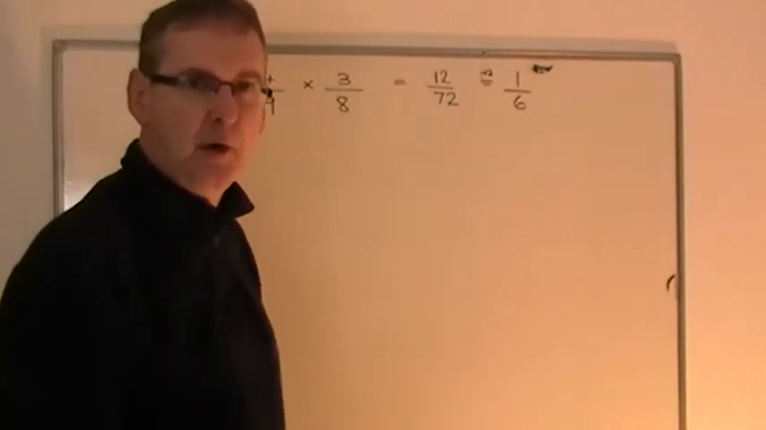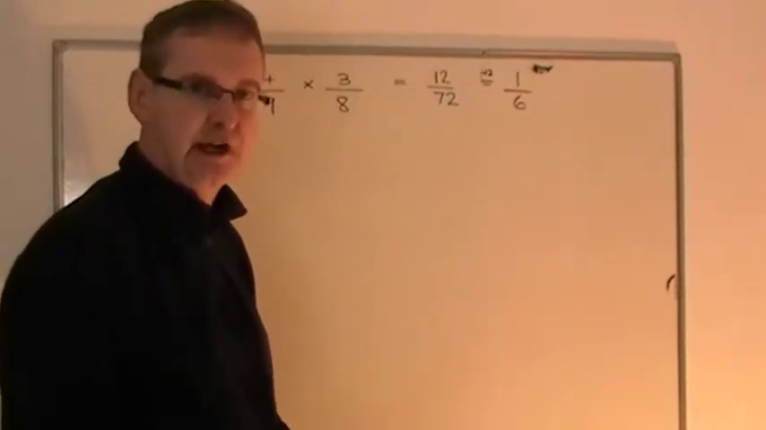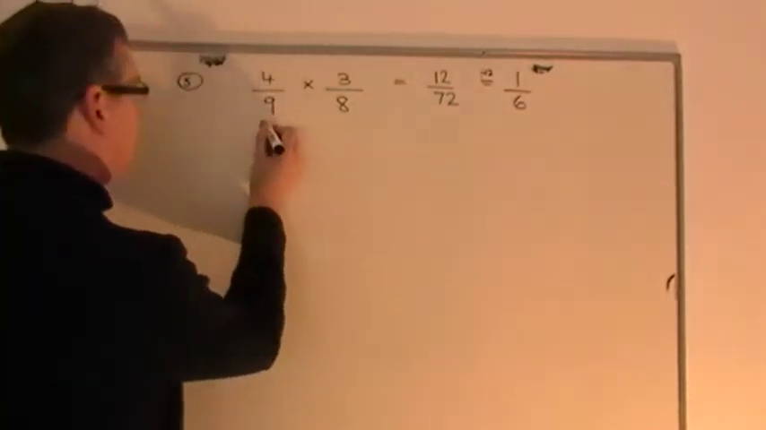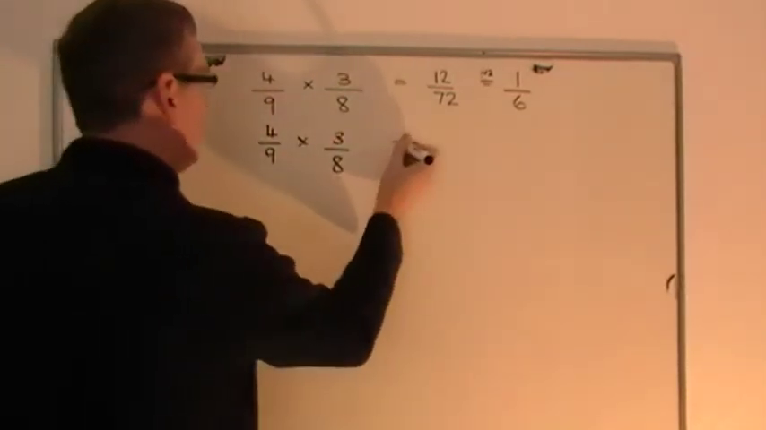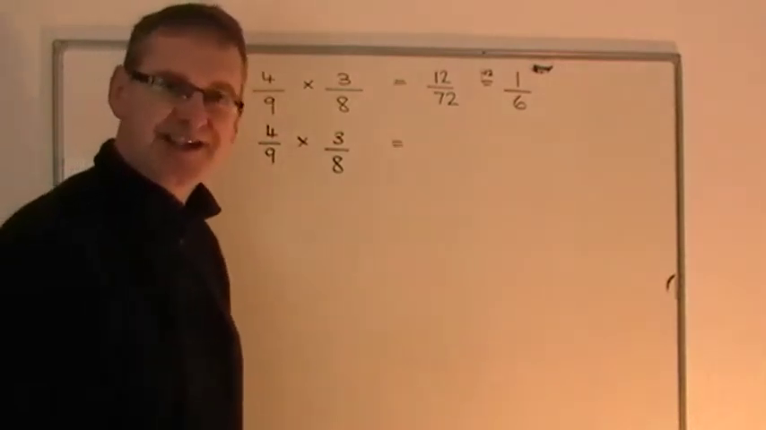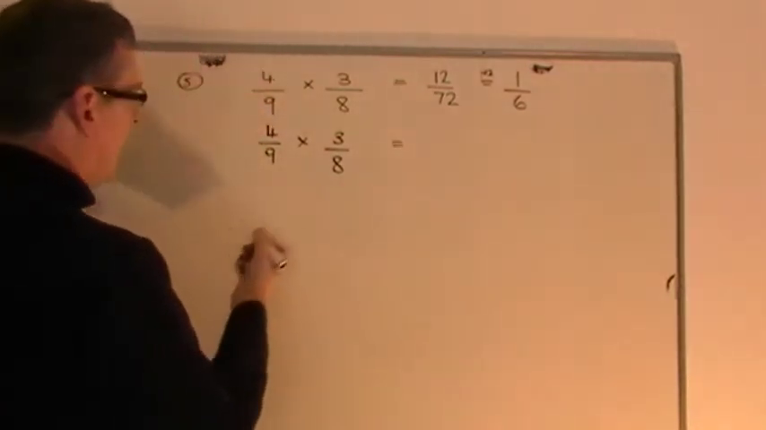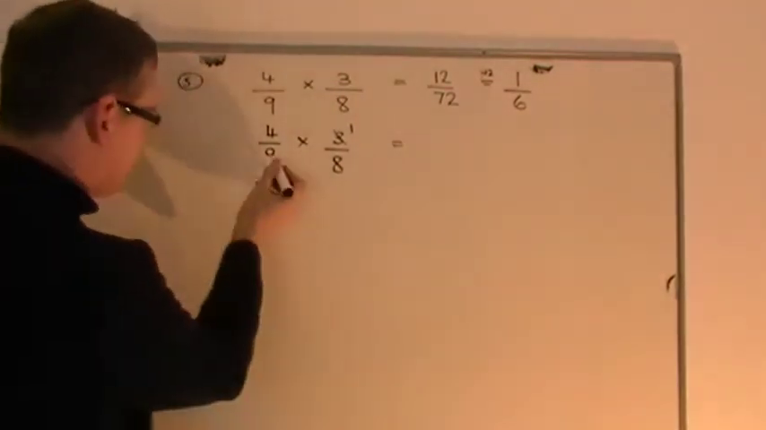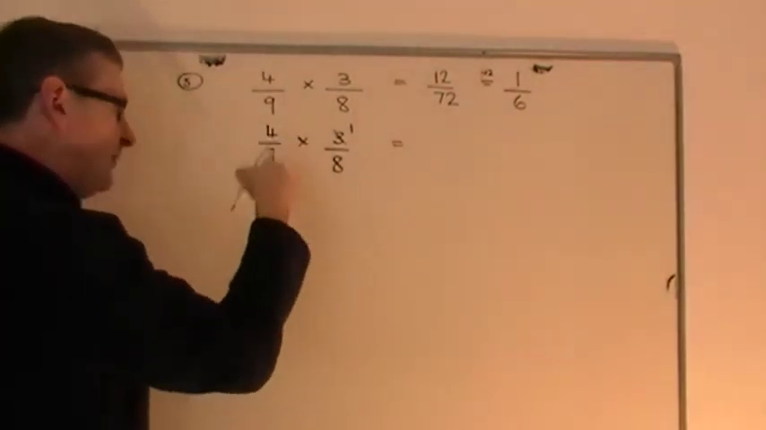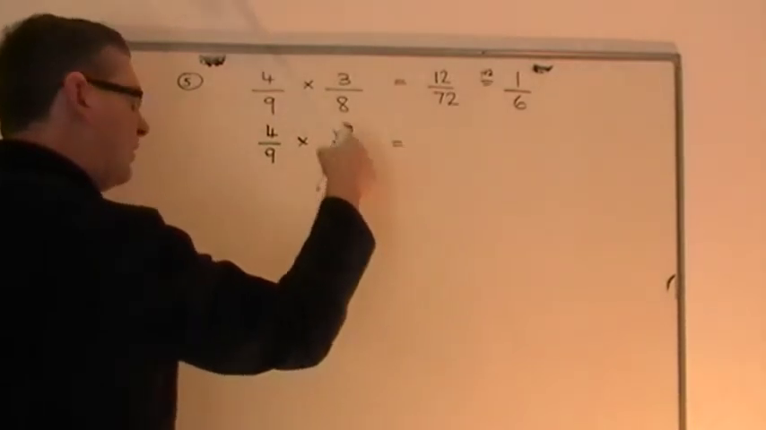Let me show you a way that somebody who's more confident with fractions would deal with this. Let's do it again. 4/9 times 3/8. And what we do is we look for cancelling that can take place in the sum. For example, I can see that 3 can share by 3 to go once, and I can see a number on the bottom. It's got to be on the bottom. It's either that number there or that number there.